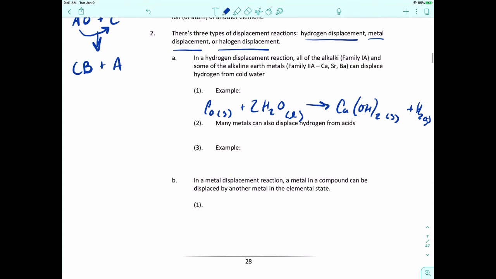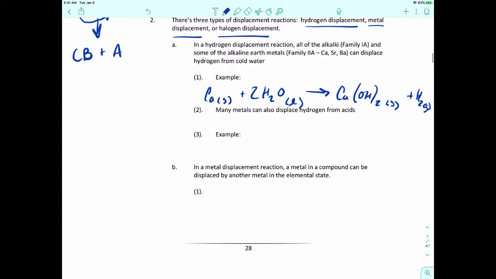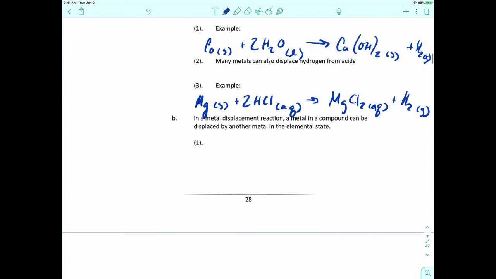Now, many metals can also displace hydrogen from acids as well. So you could take something like magnesium and react it with 2 moles of HCl, and you could form magnesium chloride and release hydrogen gas at the same time. So you can displace hydrogen using family 1A or some family 2A metals.